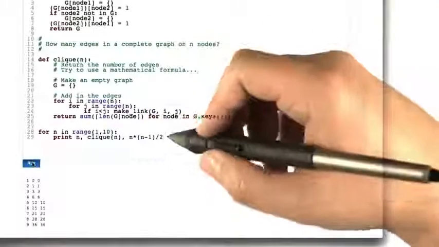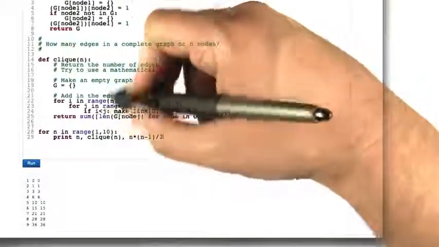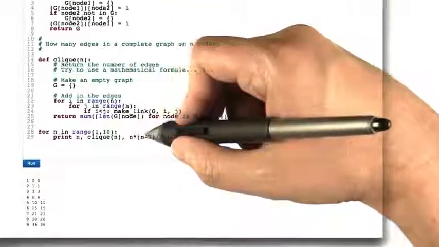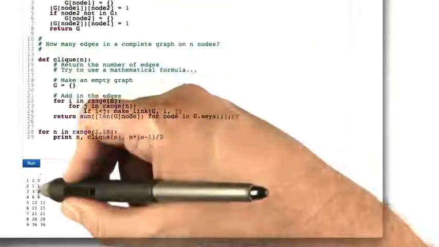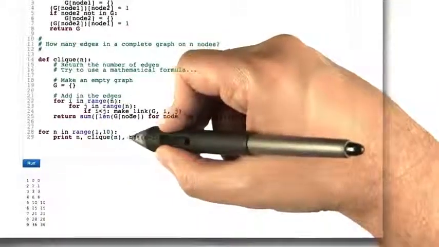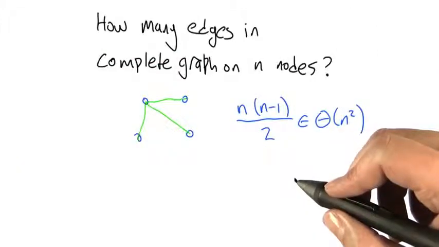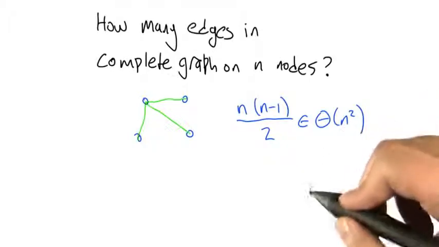So let's just double check this. If we print n and clique of n, which I counted by actually creating the clique, and compare that to the formula n times n minus 1 over 2, you can see that it matches up perfectly. So really the answer that you should have given is this. Shouldn't have bothered with any of this creating of stuff. So now in addition to all those graphs where the growth rate was linear, we now have one that's quadratic.